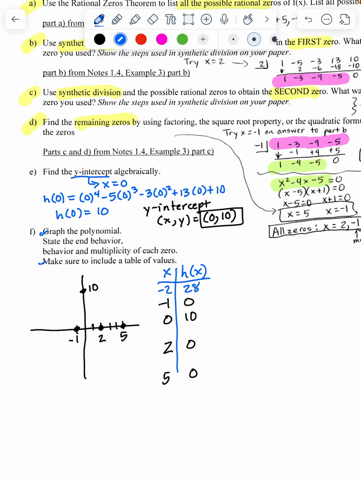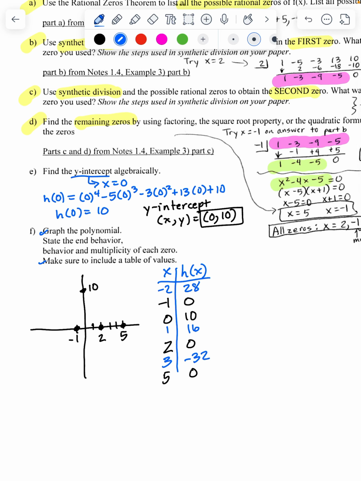There's a gap between 0 and 2. So when x is 1, the function is 16. There's a gap between 2 and 5. I can use 3 or 4 or both. I'm going to recommend you do at least one x value in any gaps you have, and to the left and to the right, but more is definitely okay. And to the right of 5 would be 6, and the function is going way up to 196 there.